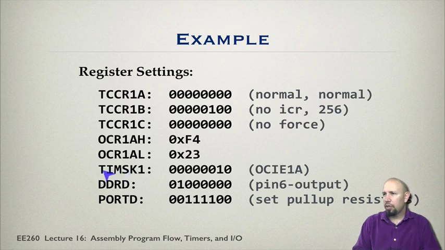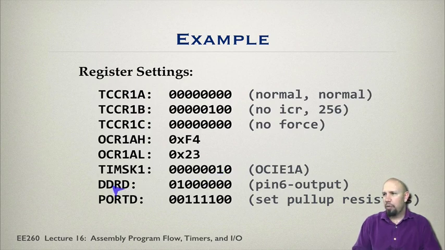Our timer interrupt 1 mask, basically we want a single interrupt, and we want it to interrupt with respect to the output compare match A. So we set that interrupt bit. Okay, so that's all the timing stuff we need to set. So if we set that, we will get an interrupt occurring every 1 second.